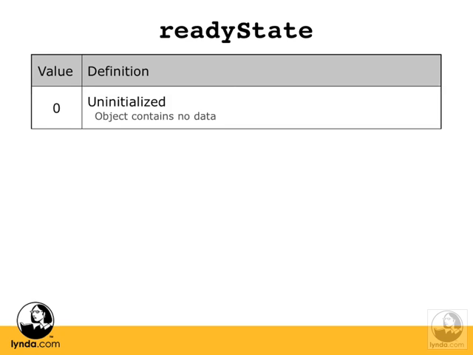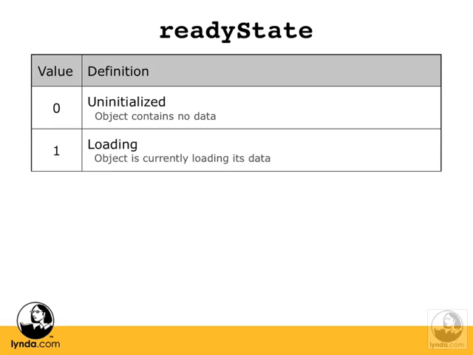The readyState property has several different statuses. When it has a value of 0, that's when you start off. It starts off uninitialized, the object contains no data, there's nothing there. When it's a 1, that means that your request is loading. Things are going on, it's in progress.